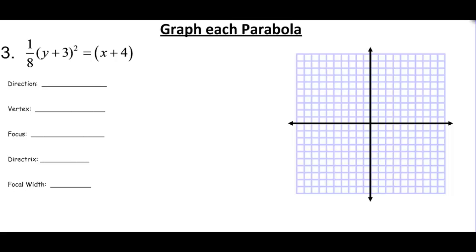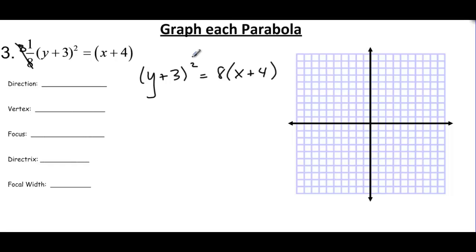In example number 3, I can tell that this is not in standard form because my parentheses squared is not alone. I have this 1/8 there. So to get rid of 1/8, I'm going to multiply both sides by 8. If I multiply the left side by 8, 8 times 1/8 becomes 1. And if I multiply the right side by 8, I can just put an 8 in front of my parentheses. Again, we don't want to distribute anything because we want to keep it in our standard form.